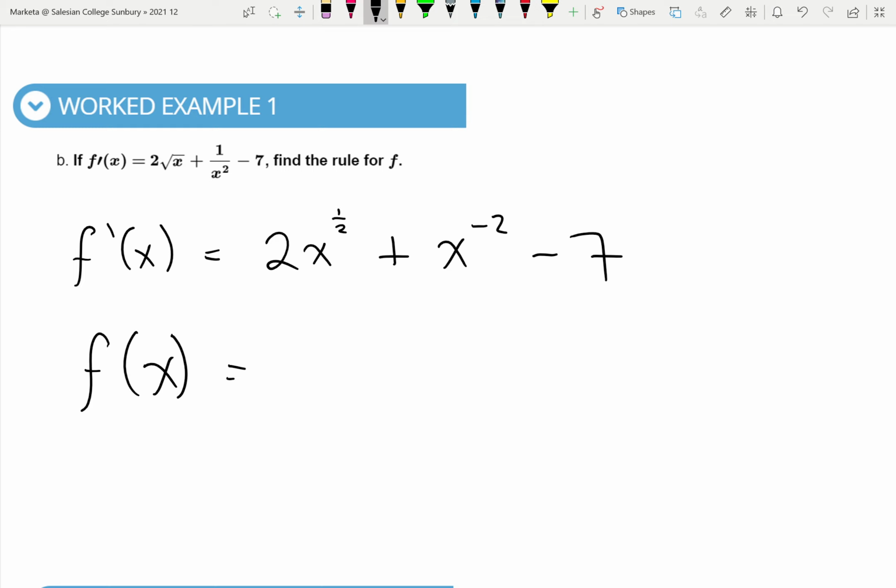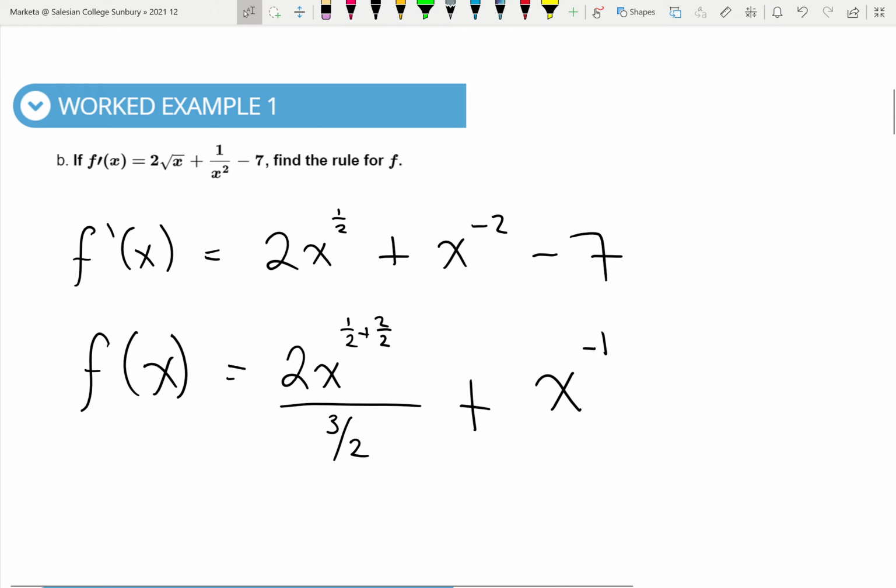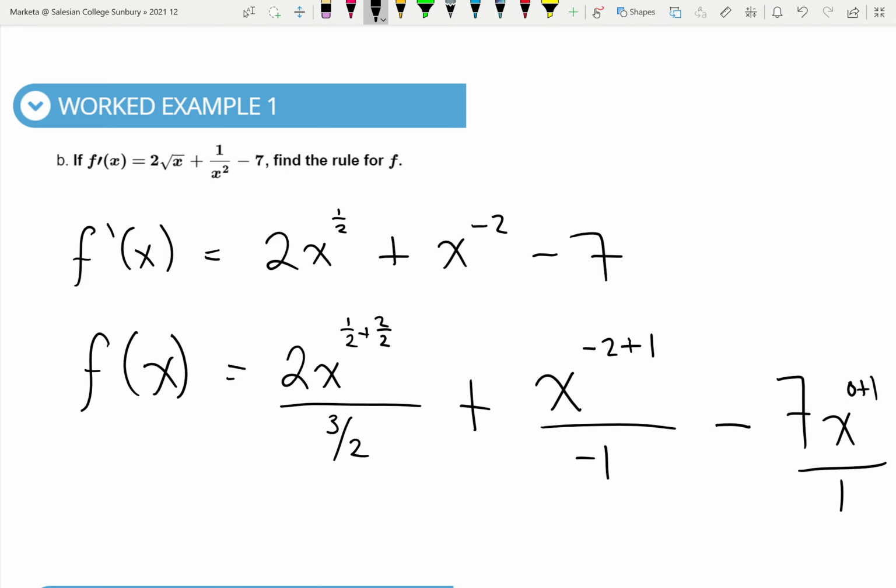anti-differentiating it. So we can say add 1 to the power. So let's say 2x to the half plus 1, which is 2/2. And we're dividing by the new power, which is 3/2, plus x to the -1. Be careful, because a lot of people are going to say -3 there. But -2 plus 1 is, of course, -1. 7x to the 0 plus 1/1.